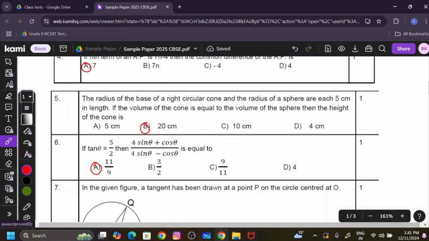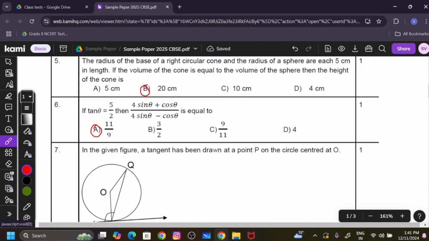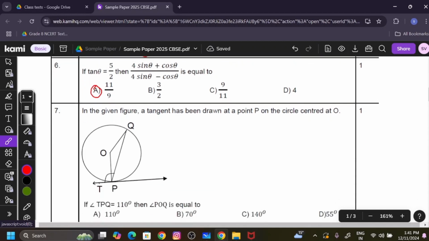You can also find it by taking a right angle triangle. Since tan theta is 5 by 2, you can assume the perpendicular as 5x and the base as 2x. Then you can find the hypotenuse and substitute the values of sin theta and cos theta. But for a 1 mark question, there is no need to do it that way. You can simply divide by cos theta so that you directly get tan theta. Alright, go for the next question.